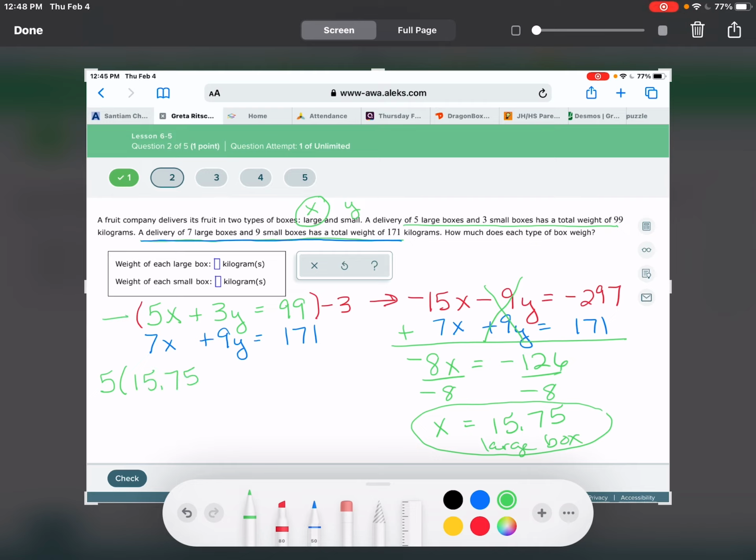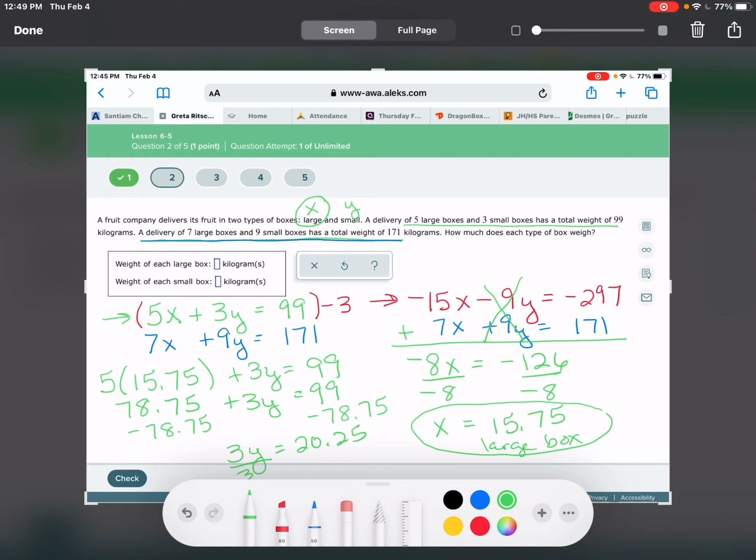It doesn't matter which equation I choose. Plus 3y equals 99. So I'm going to do 15.75 times 5. That's 78.75. I'm going to subtract 78.75. The objective is to get y by itself, keeping things balanced on both sides of my equation. 99 minus 78.75 gives me 20.25.